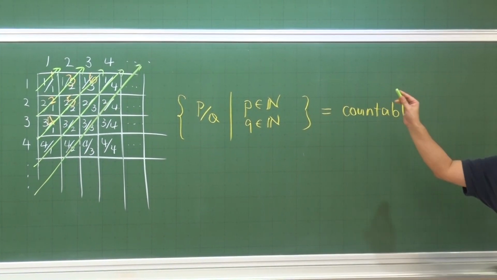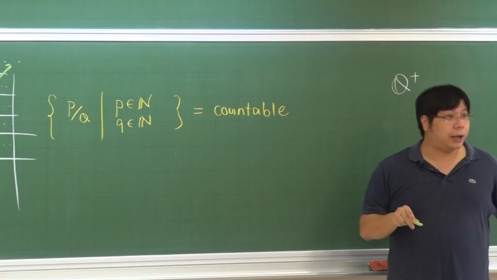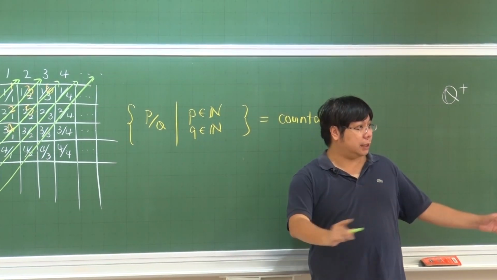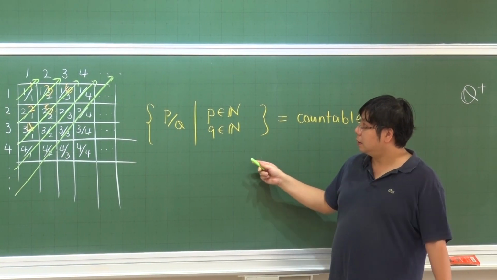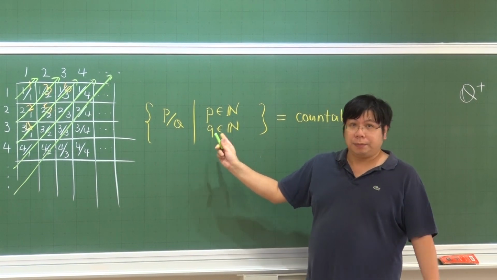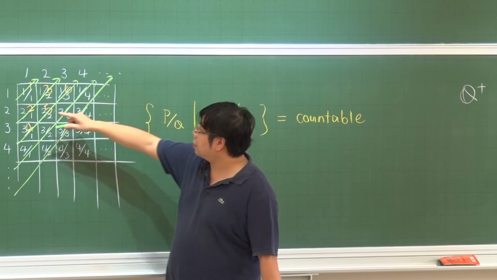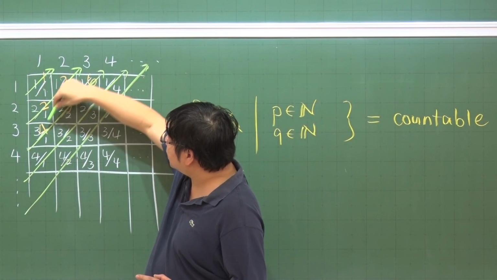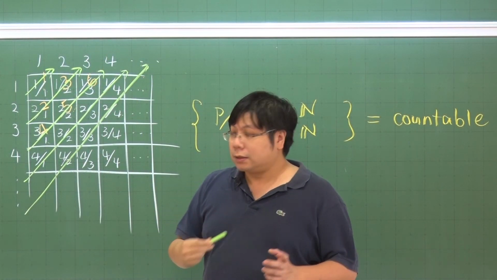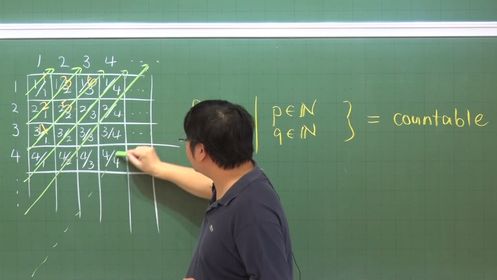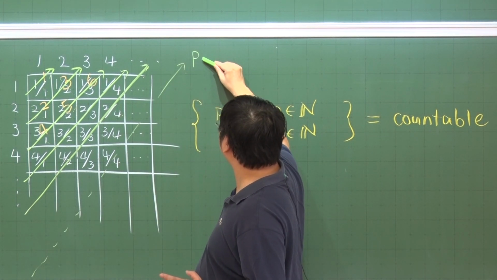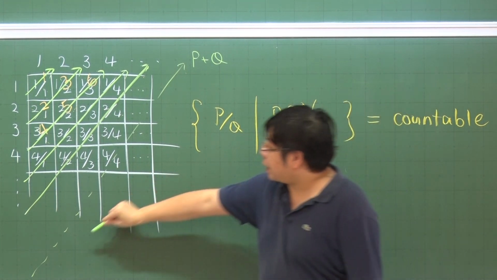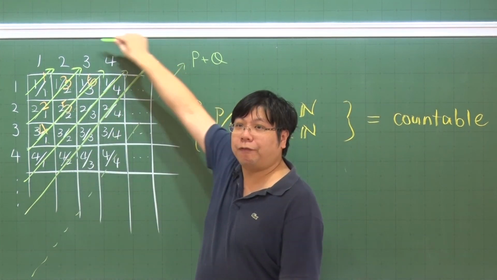If I list out the items in this way, then any P over Q must be listed. It is because, what is P over Q? This diagonal adds up to 2, this adds up to 3, this adds up to 4. So there must be an arrow such that it adds up to P plus Q, and before that arrow, all the things there are finite.